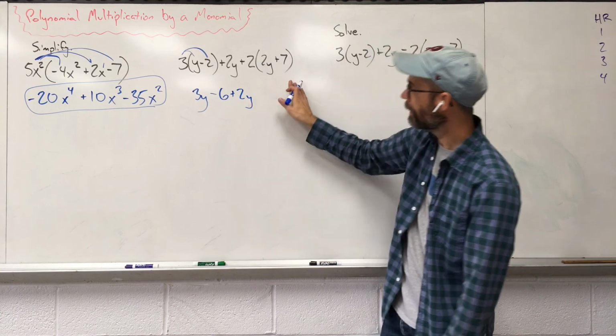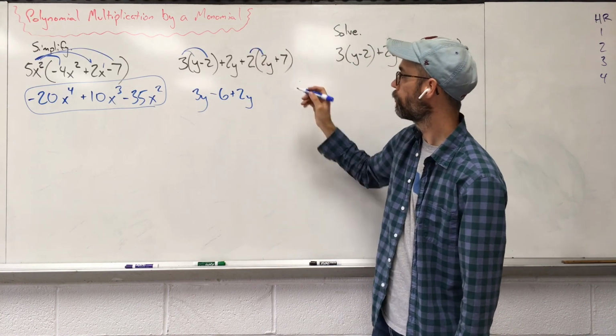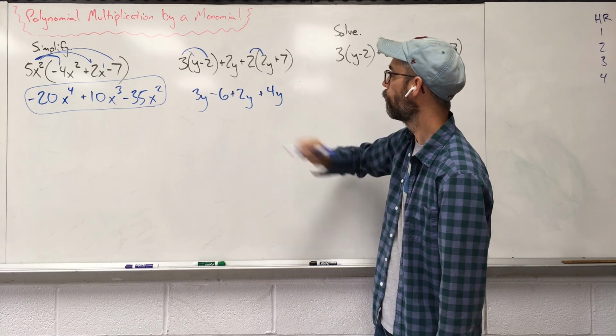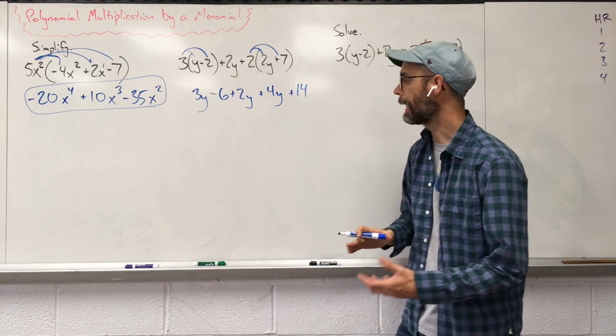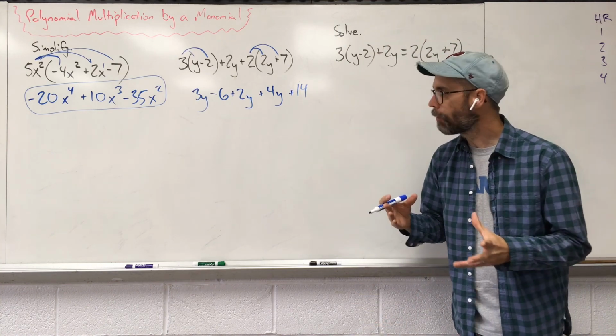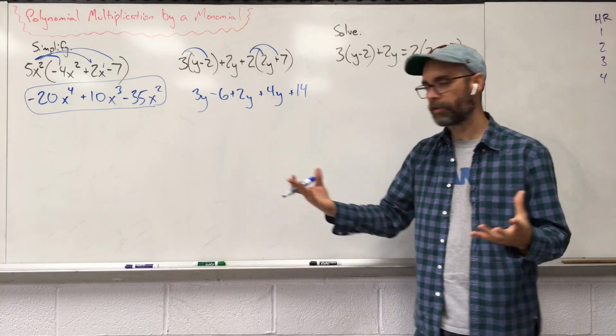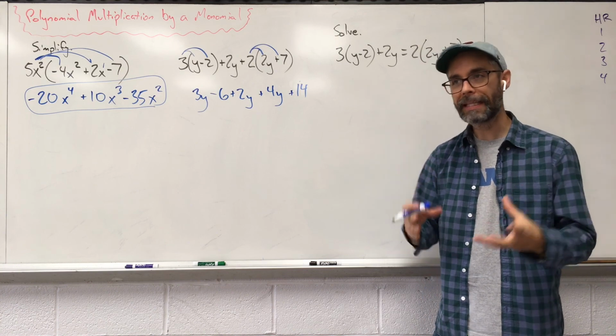Now we have a second set of parentheses with just that 2 on the outside. Do it again. 2 and 2y gives us 4y. 2 and 7 gives us 14. Okay, so we distributed, we got rid of the parentheses. Now we're left with this big, massive list of terms. Let's combine like pieces together.